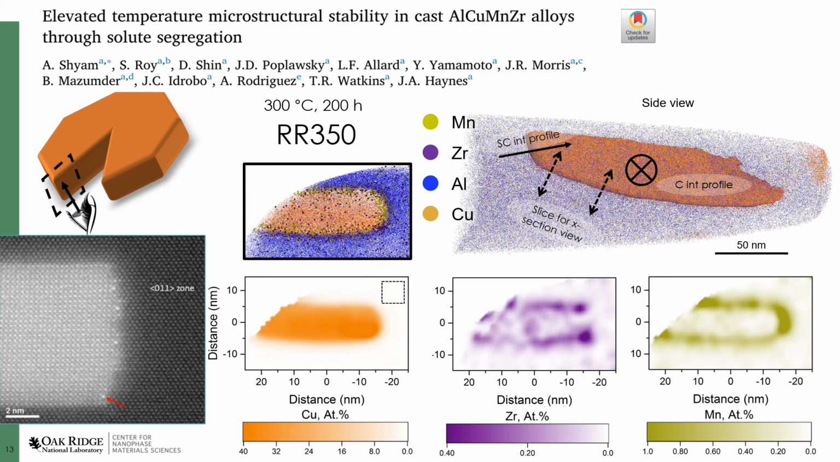If we look at the bottom row, we have 2D contour plots of copper, zirconium, and manganese. We could see that the zirconium and manganese segregate to the interfaces, and that manganese segregates to different interfaces than the zirconium. What is also notable is that the zirconium level that we are able to measure at the interface is 0.4 atomic percent.